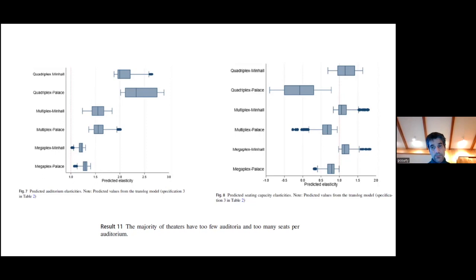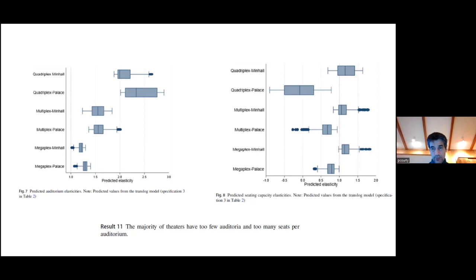Regarding seat counts, we use the optimization problem in a slightly different way. If you think of this thought experiment of taking the palace and splitting it into smaller auditoria, what cost would you require to not do that? Because we know that the palace earns much, much less revenue than smaller venues. The only reason you wouldn't take a palace and split it into smaller auditoria is because there is a very large cost. And we find that the cost you require to rationalize the palace is too high. That's how we use this first order condition to conclude that the majority of theaters have too few auditoria and too many seats per auditorium. And looking at the derived elasticities for these various designs.